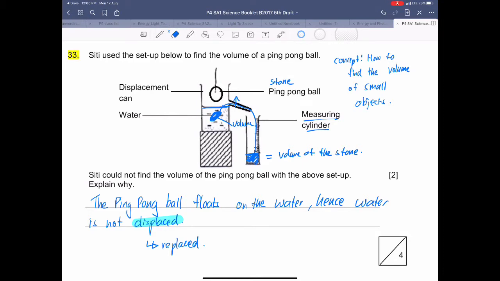So in this case, if you push the ping pong ball down into the water by force, what will happen is that the water will actually be displaced out because your ping pong ball needs to occupy space. So when you push it down by force, the water level will increase and it will flow out. However, in this case, it cannot happen because the ping pong ball is floating.